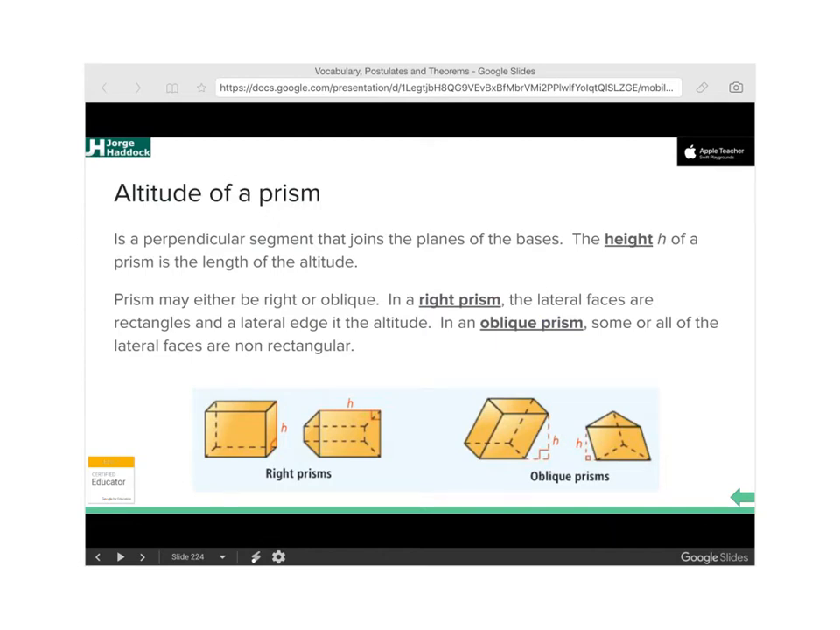The altitude of a prism is a perpendicular segment that joins the planes of the bases. The height h of a prism is the length of the altitude. Prisms may either be right or oblique. In a right prism, the lateral faces are rectangles and the lateral edges are the altitude. In an oblique prism, some or all of the lateral faces are not rectangular.